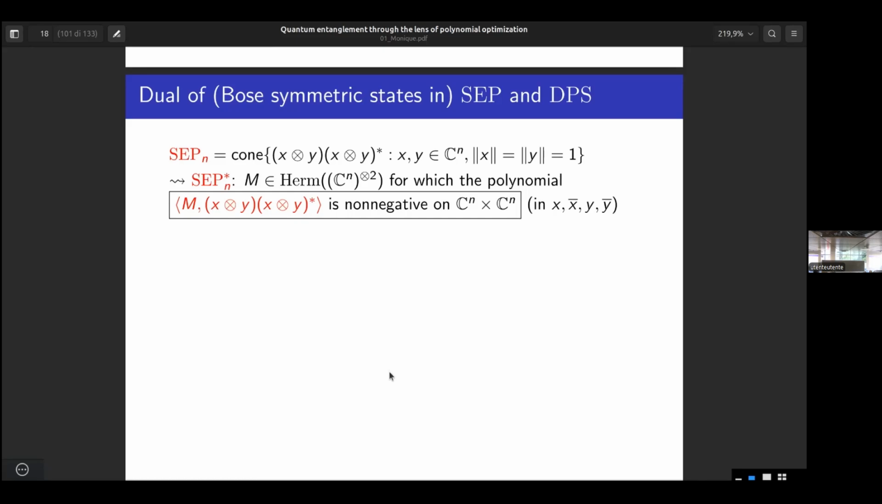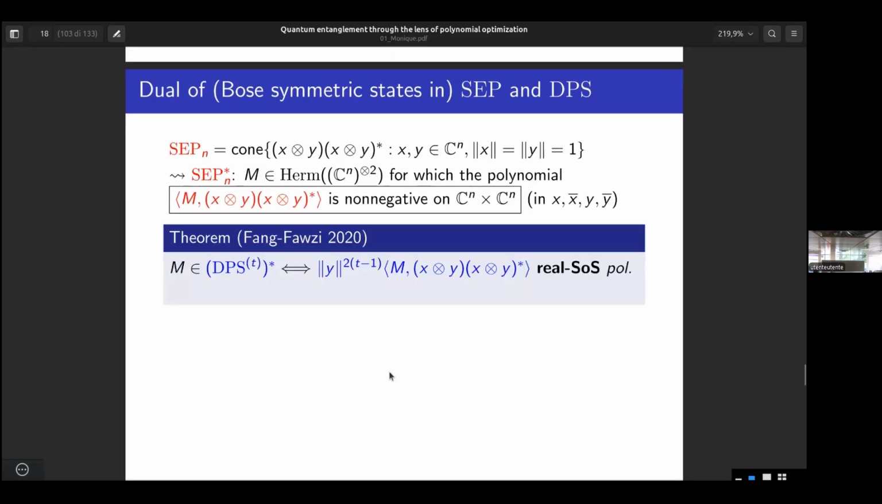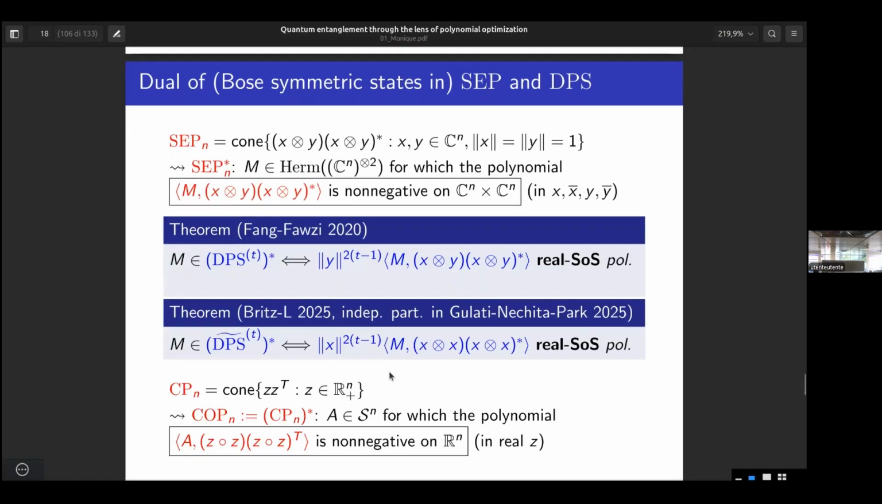This is all classical, but Doherty, Parrilo and Spedalieri characterized the dual of the DPS hierarchy with this nice formula. You take the polynomial with this factor, to the power t, times the polynomial, and it should be a sum of squares. And what we did, based on this, was the analog of this result, where you replace the DPS hierarchy by the both symmetric analog.